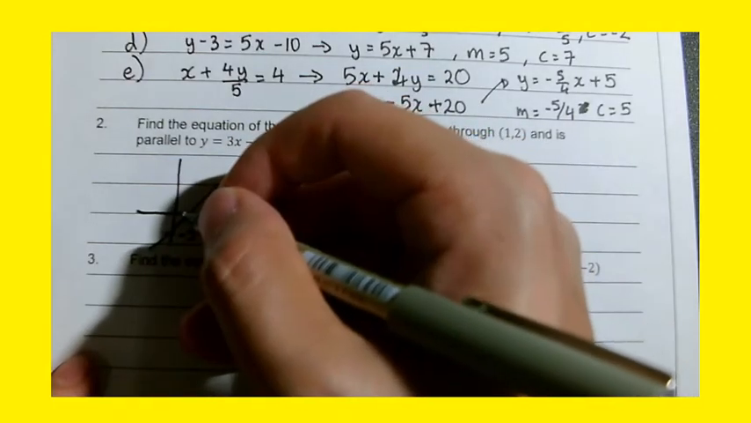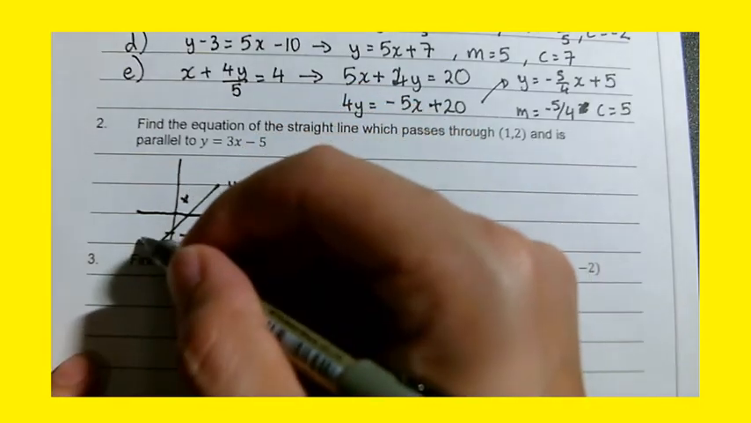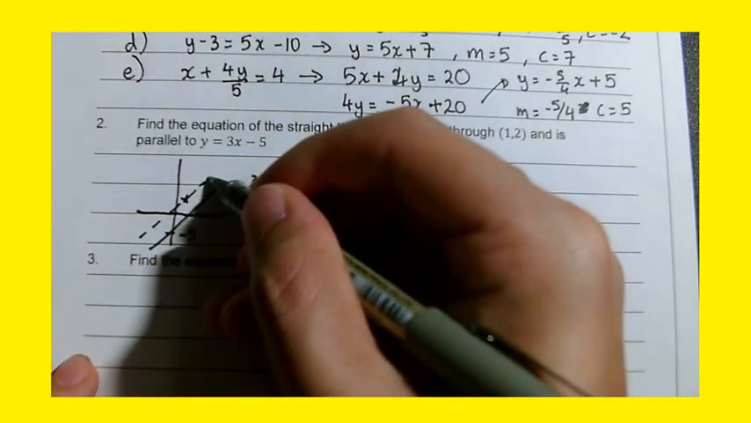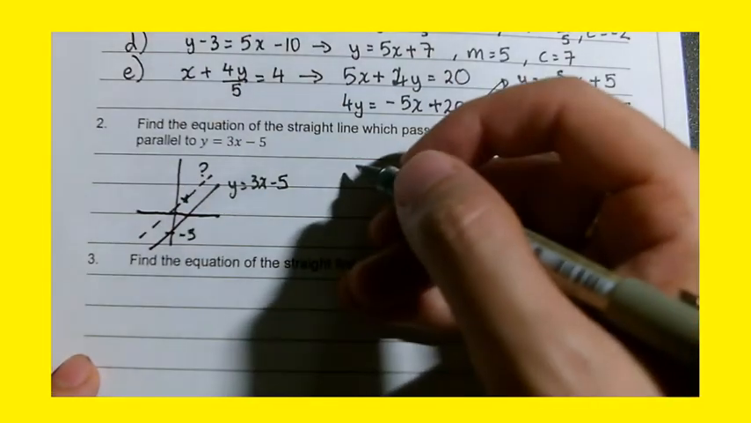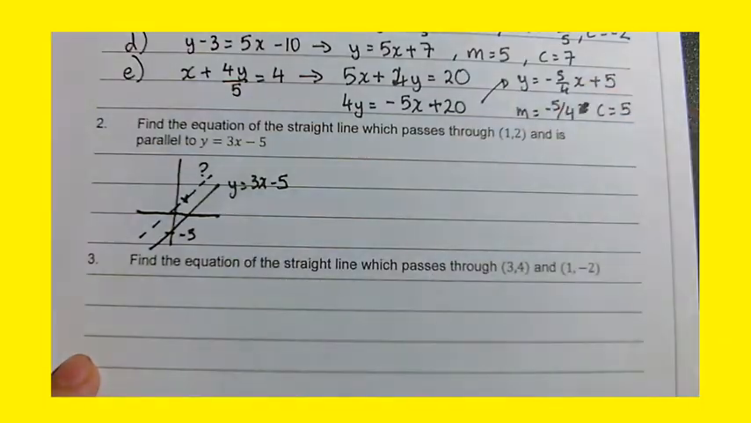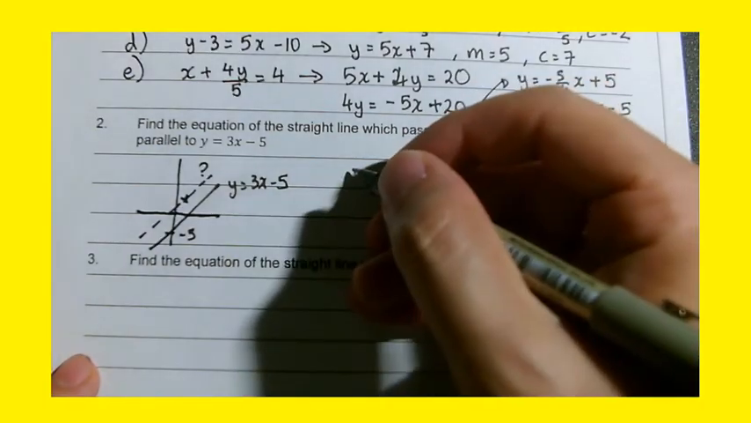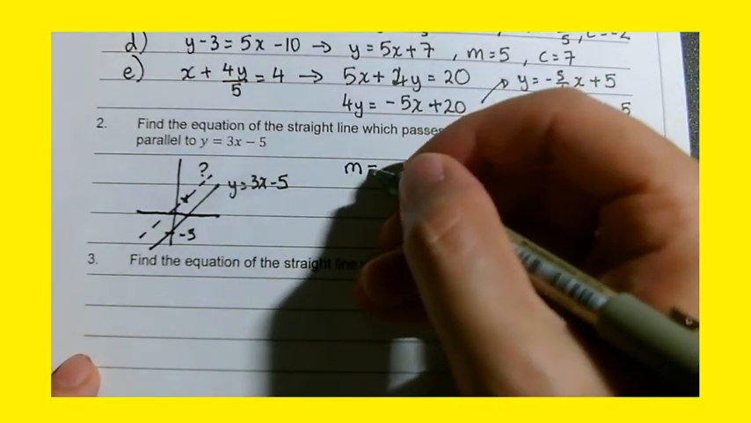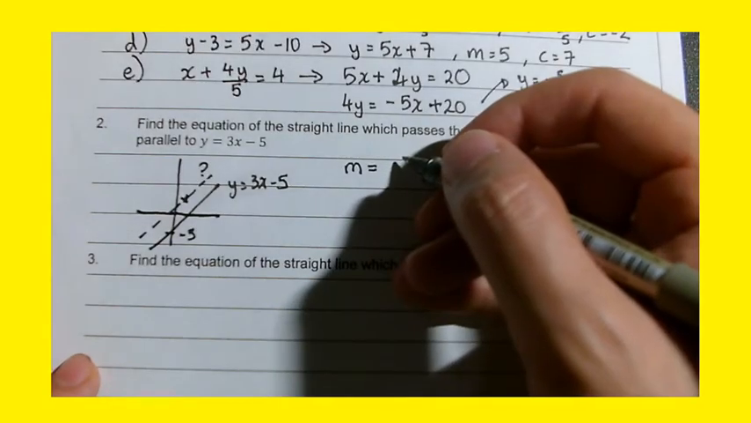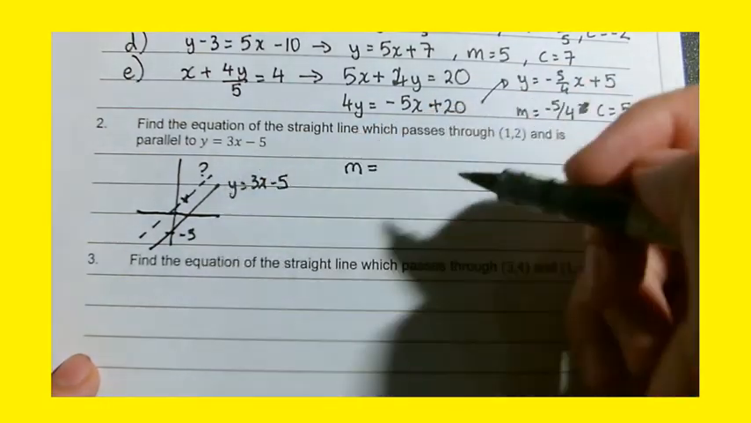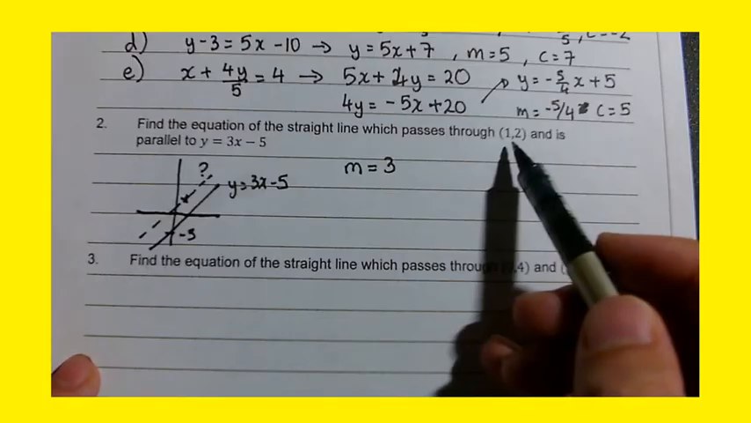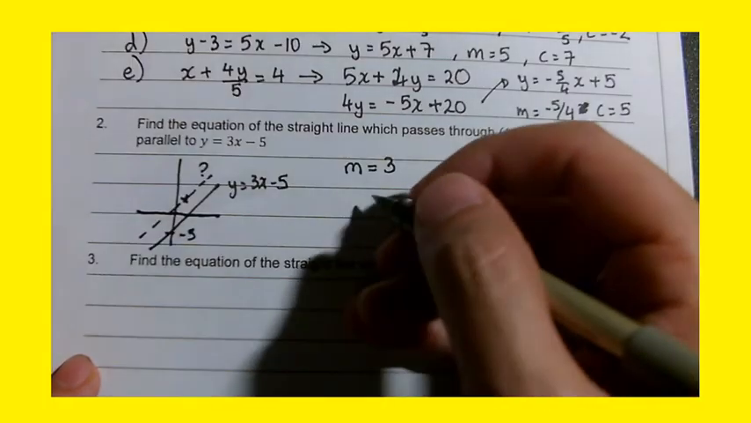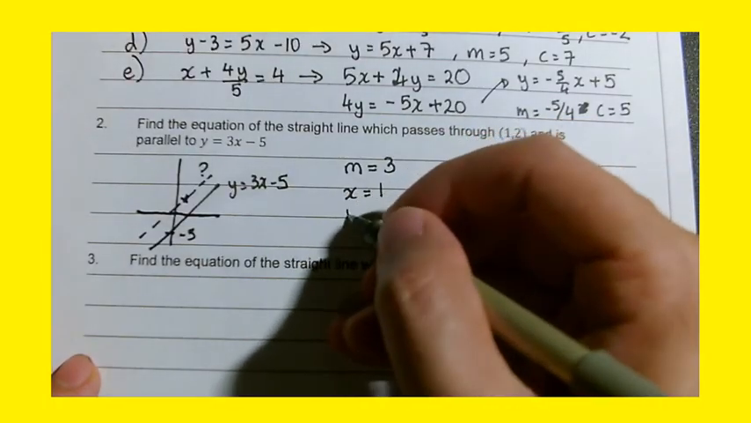So (1, 2), let's say, is there for the sake of argument, and we've got a line that we don't know the equation of, but we know it's parallel to 3x minus 5. So for this unknown line, we know one thing for sure: the gradient must be the same as the gradient of 3x minus 5. So the gradient of this unknown line is 3. We also know that this unknown line passes through a coordinate, x equals 1, y equals 2.